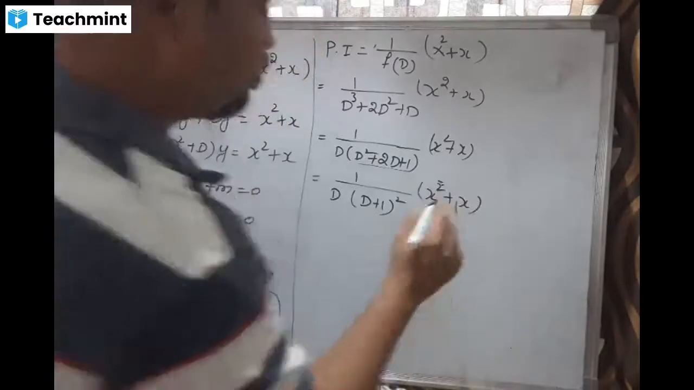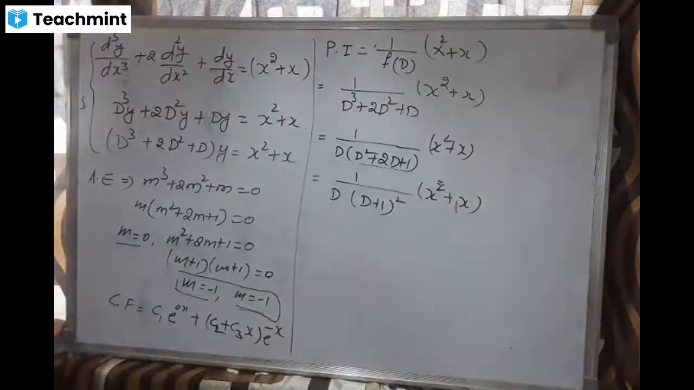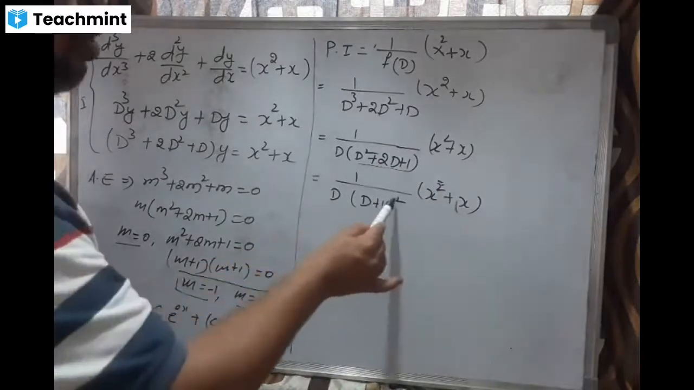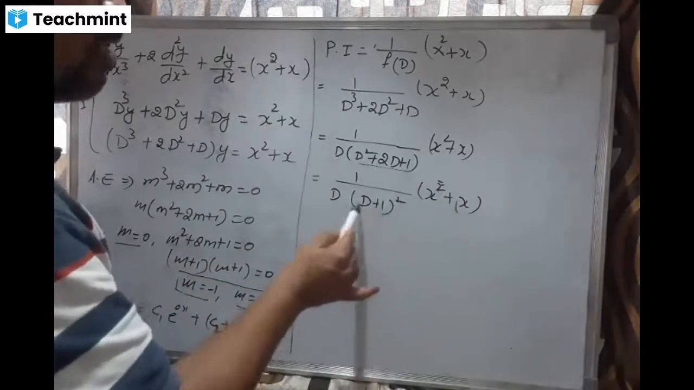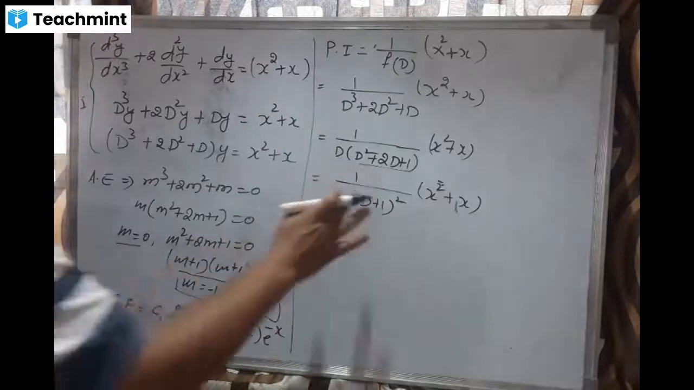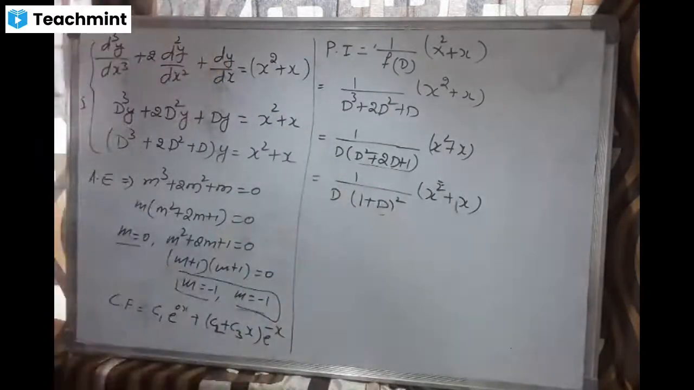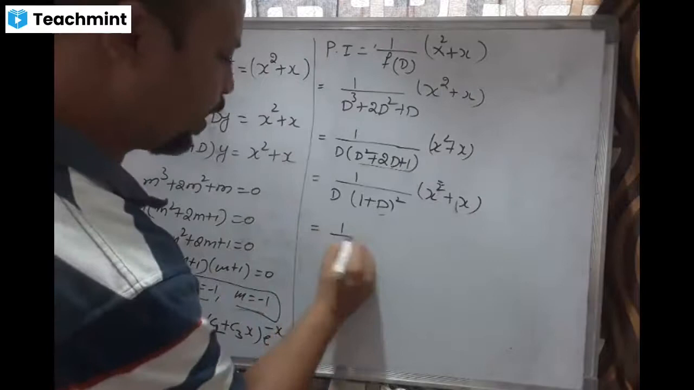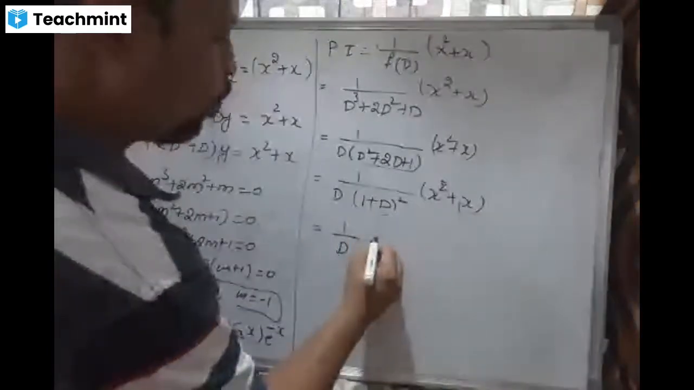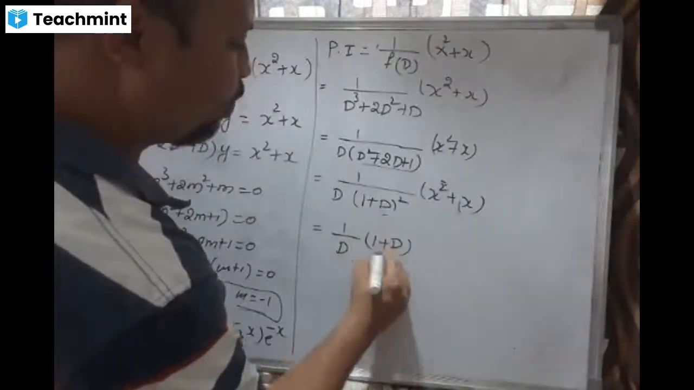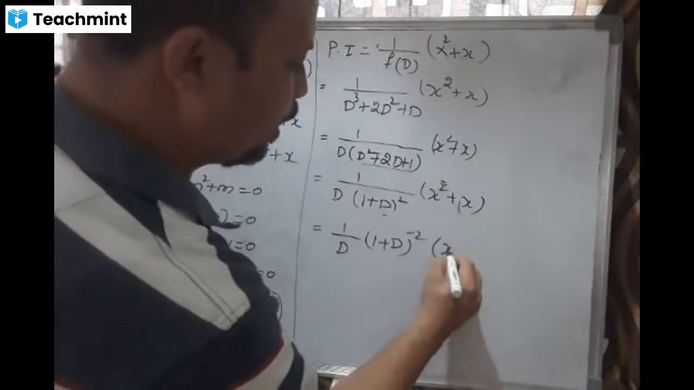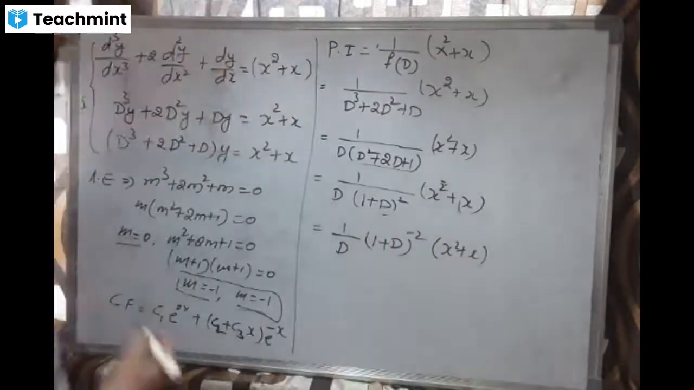So now the standard form is there. I told you, don't worry about the powers. Inside, 1 plus d is there. If I rewrite this, 1 plus d is there. Don't worry about this 1 by d; you will simplify that afterward. So this is equal to 1 divided by d into 1 plus d to the power of minus 2, into x square plus x.